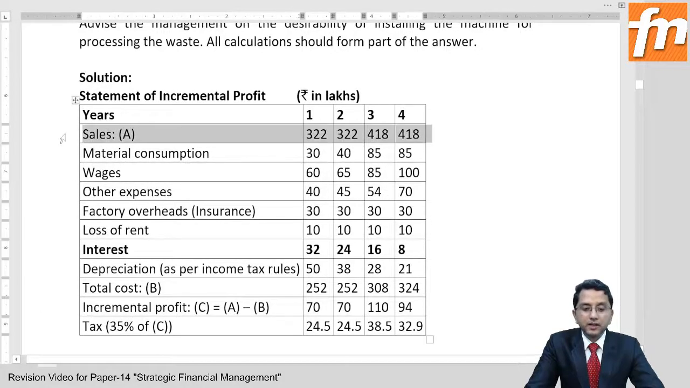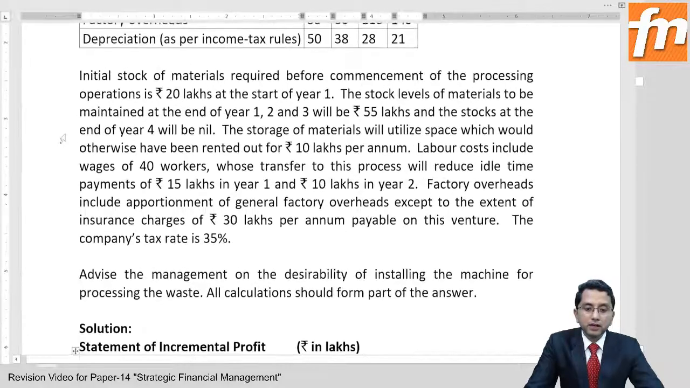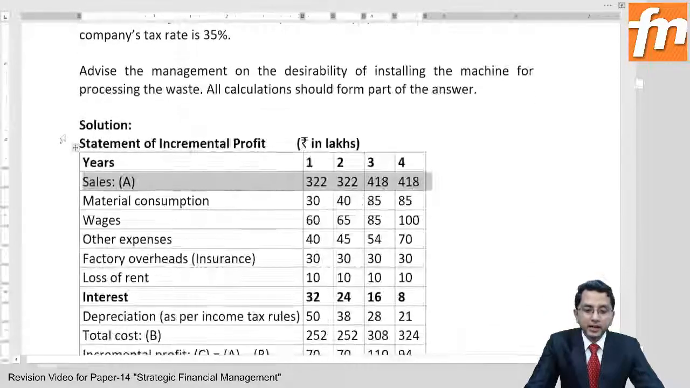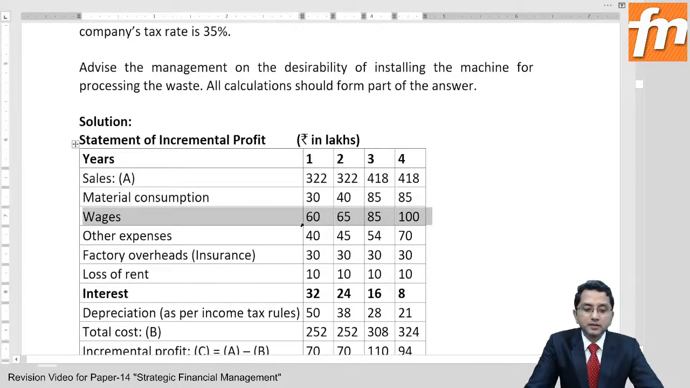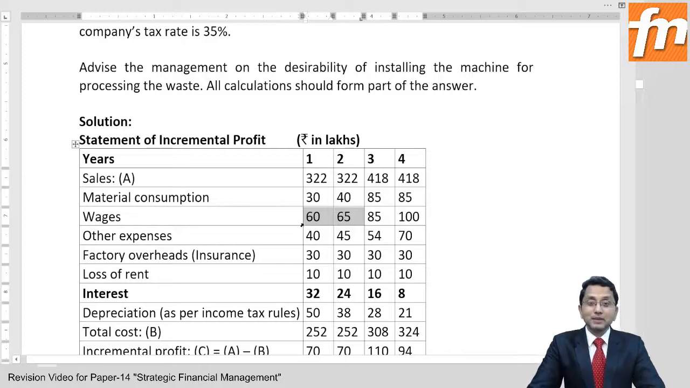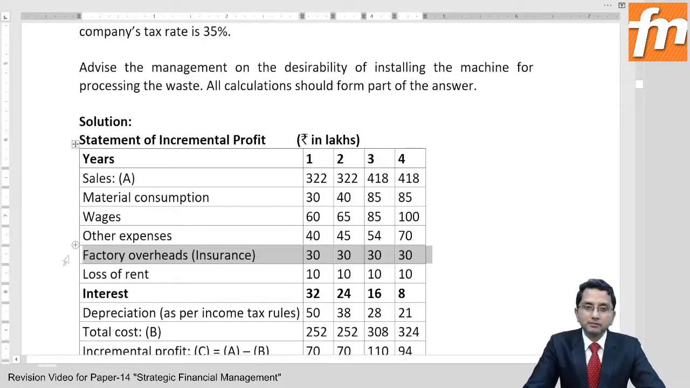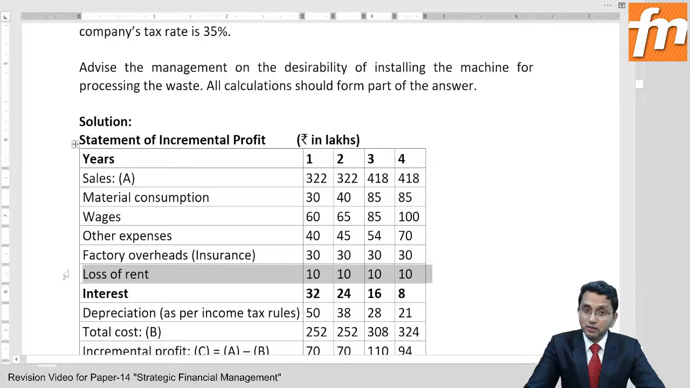Look here. So sales figure I am taking as it is, which is given in the question. Material 30, 40, 85, 85. I am taking it as it is. But when it comes to wages, this 75 and 75 is replaced by 60 and 65. Other expenses as it is. Factory overhead, ignored whatever is given in the question and taken only 30 lakh of insurance cost. Loss of rent, an extra point. 10 lakh rupees per annum.